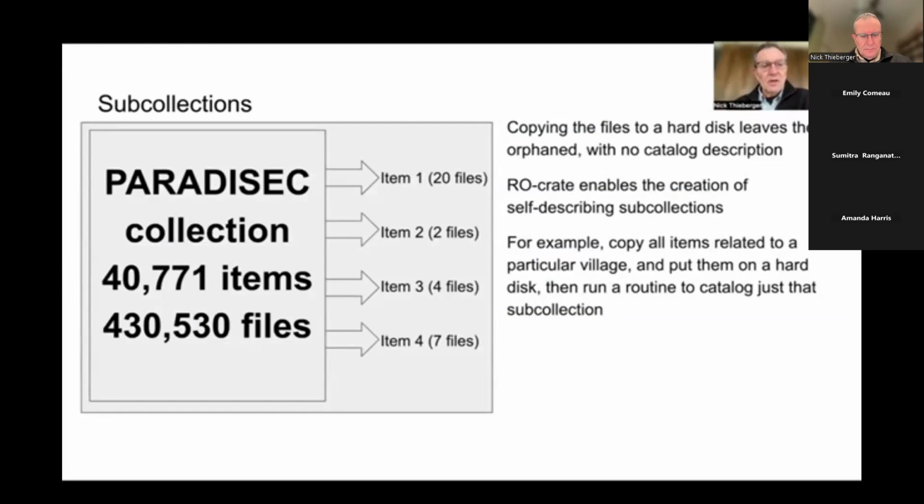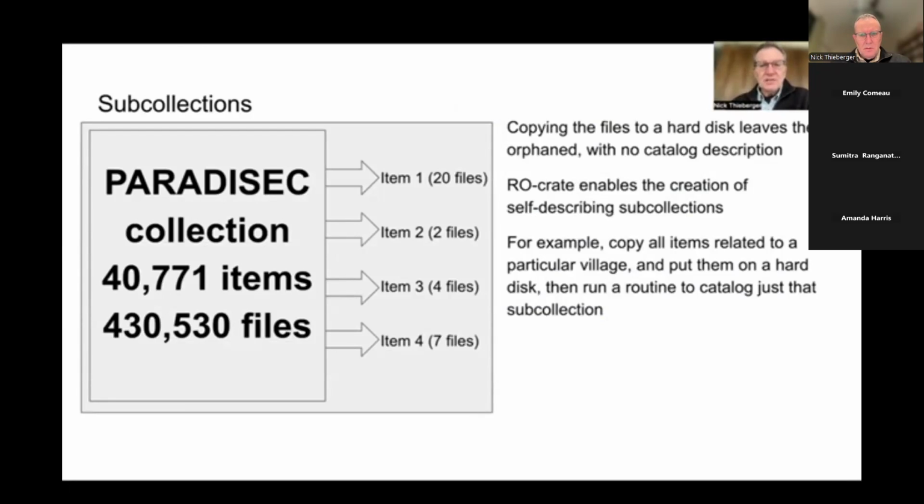For example, out of our whole collection of 430,000 files, if we want to take a set of files to a particular village or a particular city or a particular language group, the items will come from a number of different collections in PARADISEC. So you can see there we have item 1 with 20 files, item 2 with 2 files, and so on. If we just take those files and put them on a hard disk, they're essentially meaningless. And unless you have a catalog, it's very difficult to know what's on those files.